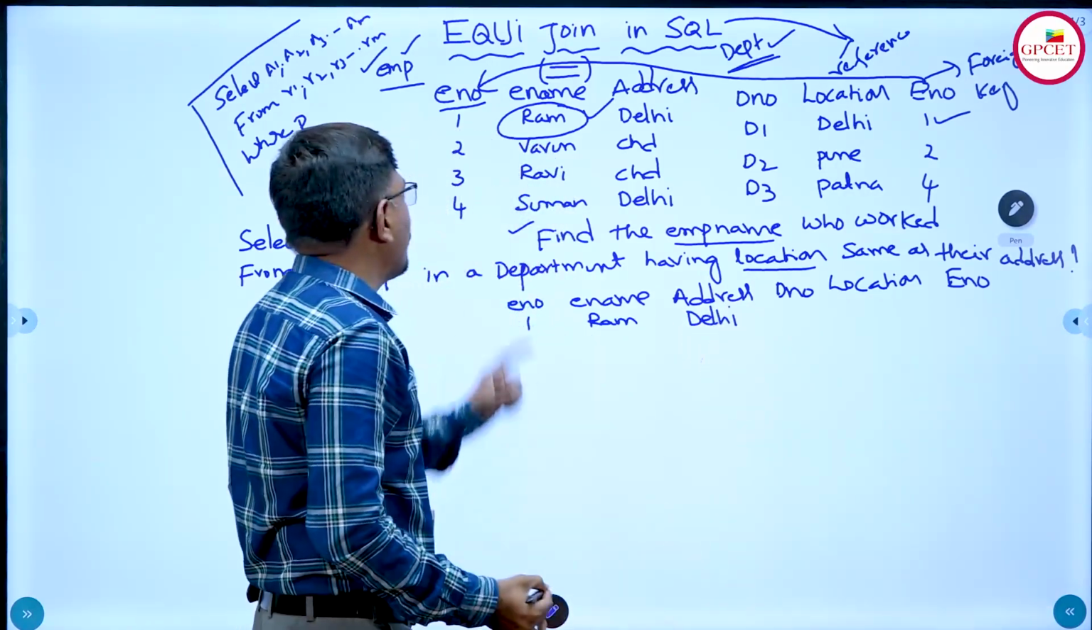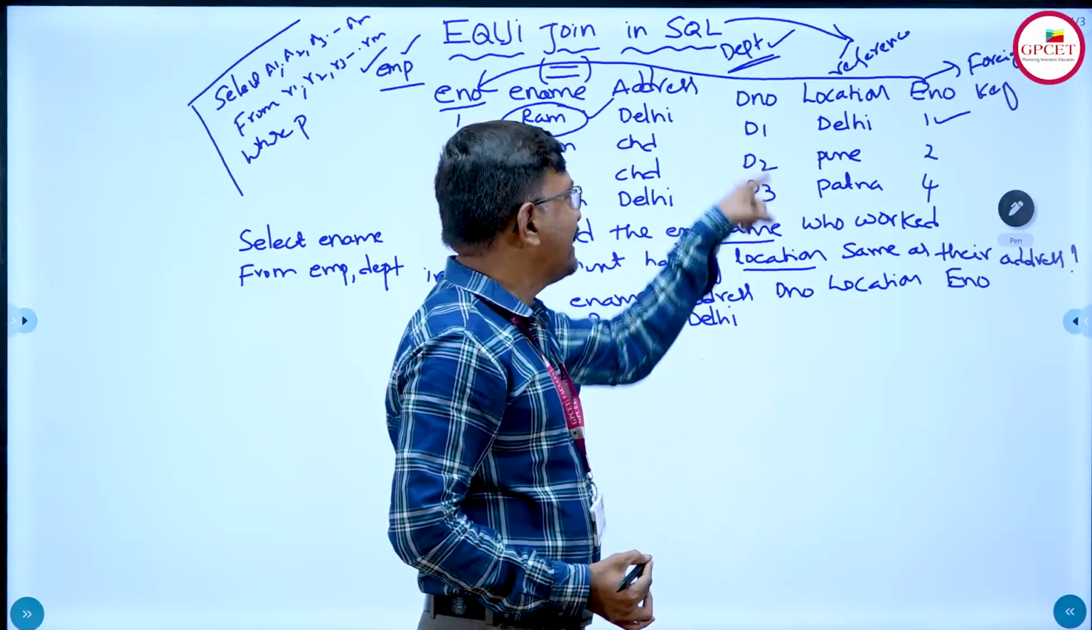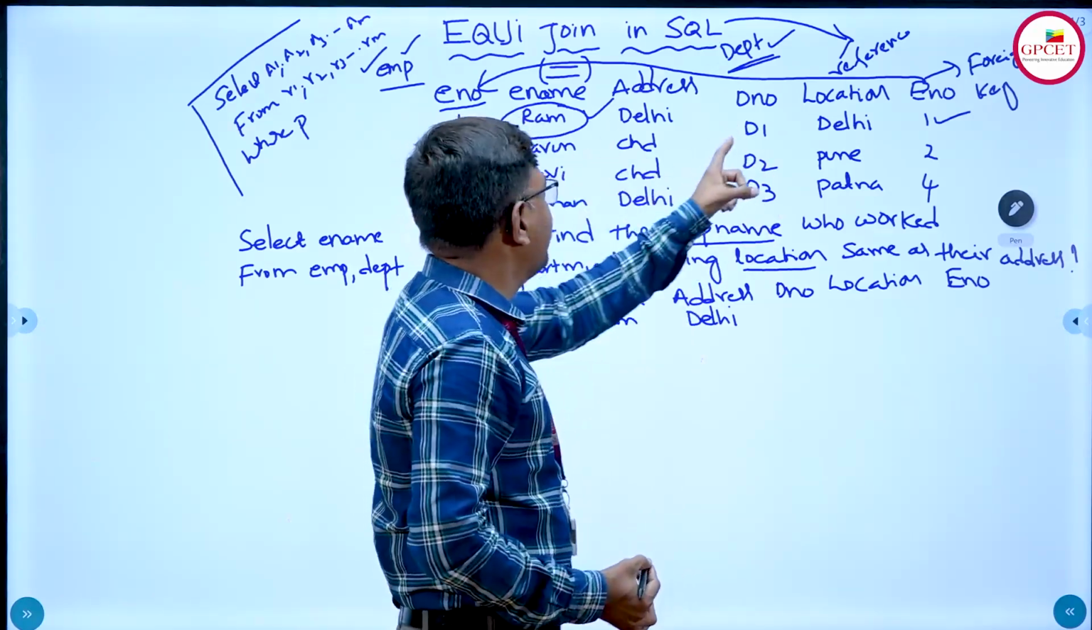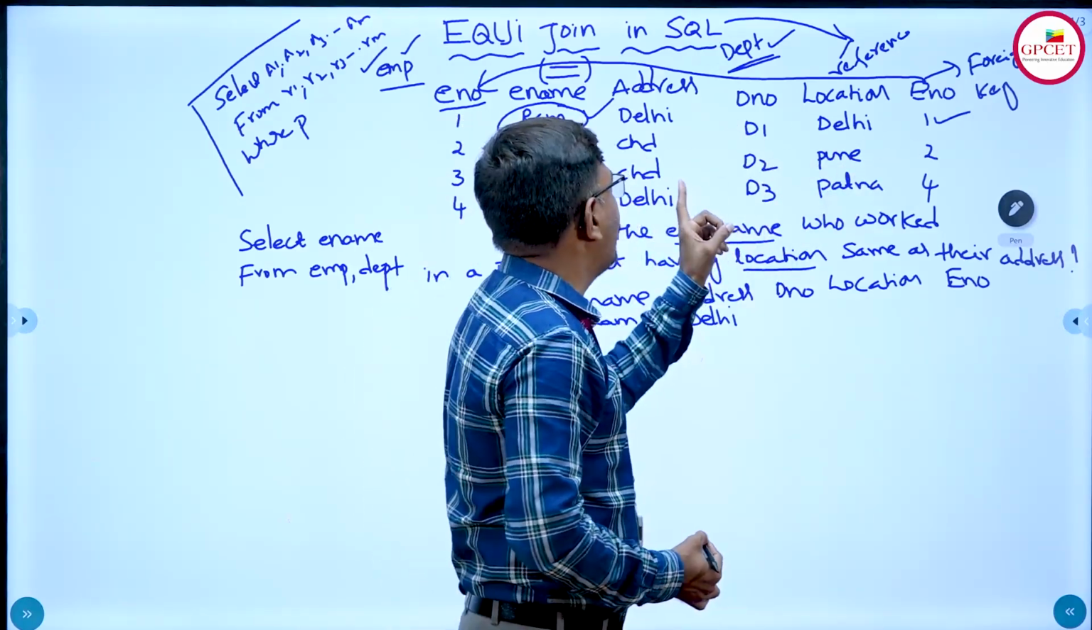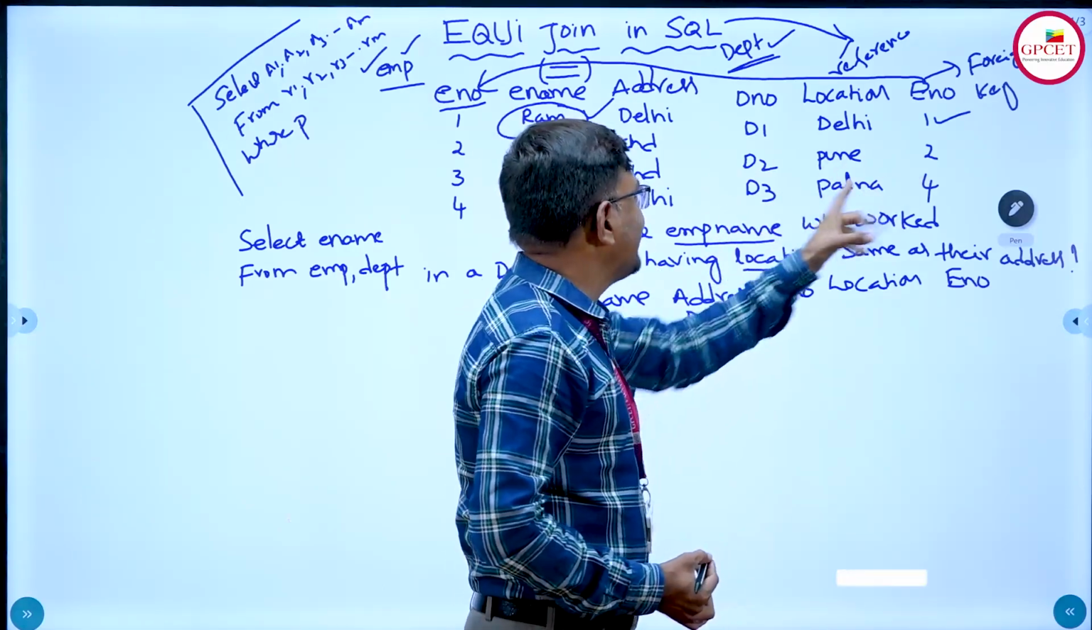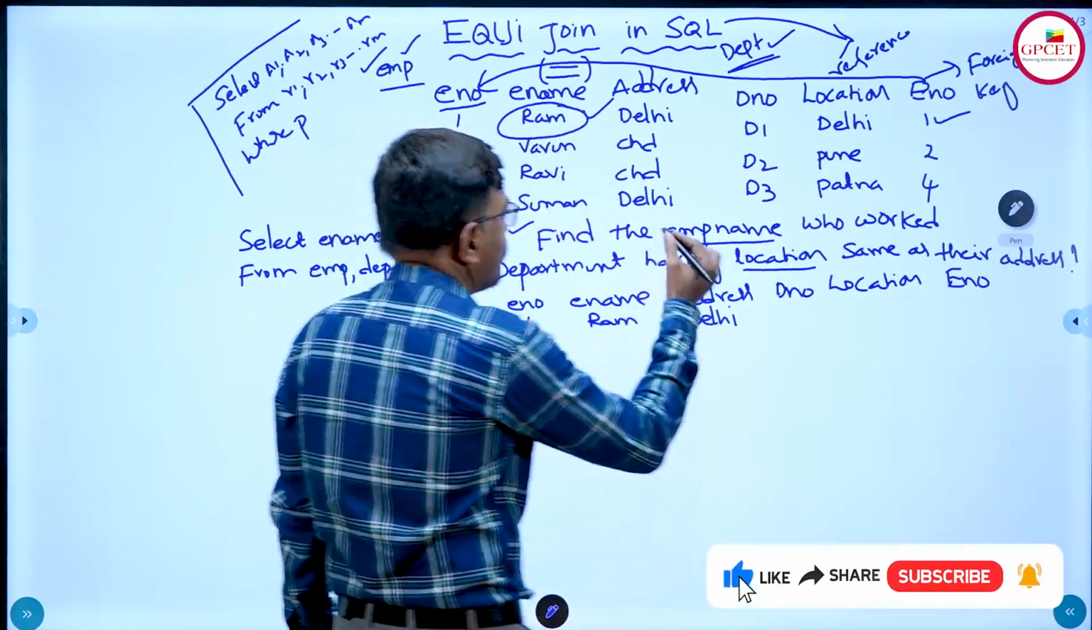What is that Cartesian product? One row can be multiplied by 3 times. One row, Delhi, is multiplied by D1 Delhi 1, D2 Pune 2, and then D3 Patna 4. That's why, what is the first one?